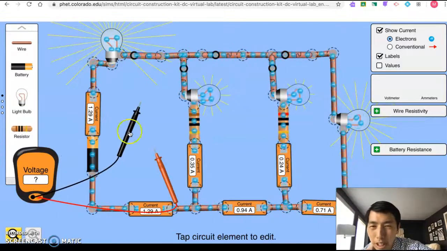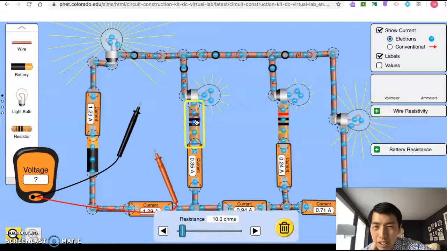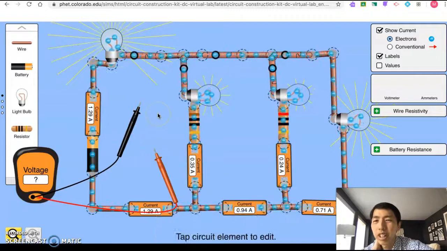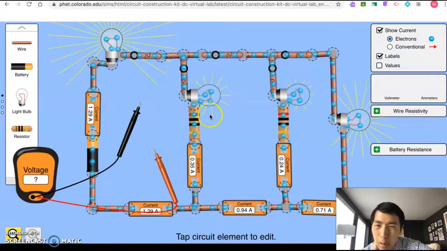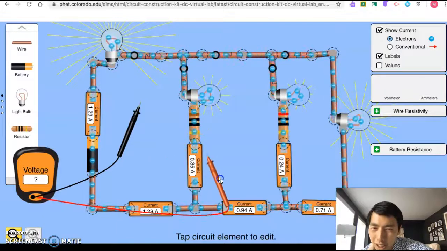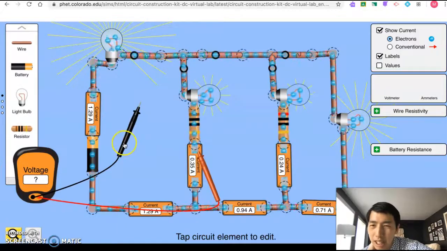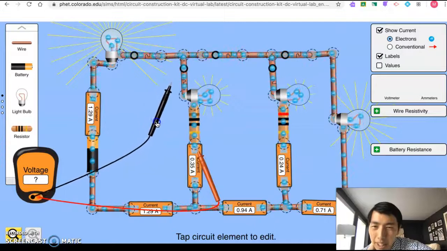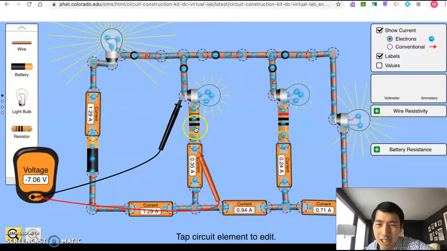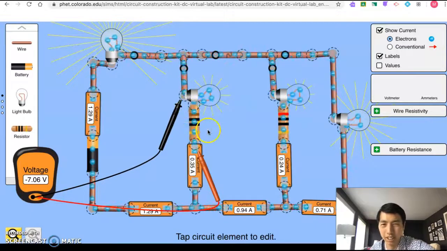Now I'm going to show you something else with the voltmeter. So I measured the voltages of the resistor, this light bulb, and this light bulb individually. You can actually measure multiple at a time. So I can measure the voltage drop across the resistor and the light bulb, so these two, by sticking my red needle at the start of the resistor here and my black needle at the end of the light bulb here. Okay, so now it says negative 7.06. So that's the voltage across both of these together.